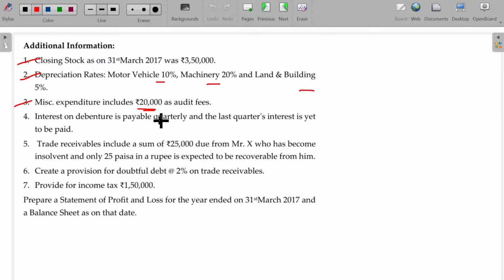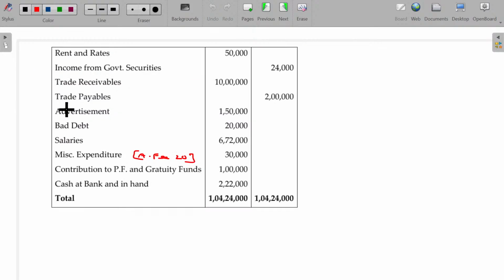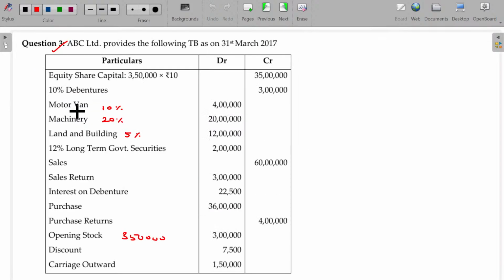Interest on debenture is payable quarterly, and the last quarter's interest is yet to be paid. Interest accrued. Outstanding interest for the last quarter: 3 lakhs at 10% is 30,000 rupees. Quarterly means 7,500. That 7,500 remains outstanding. Last quarter interest remains outstanding.